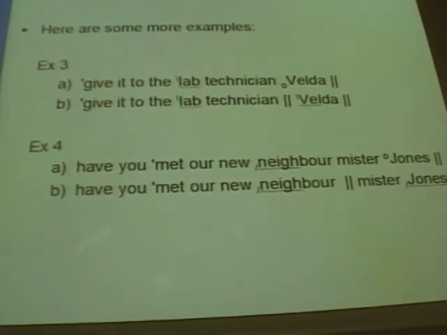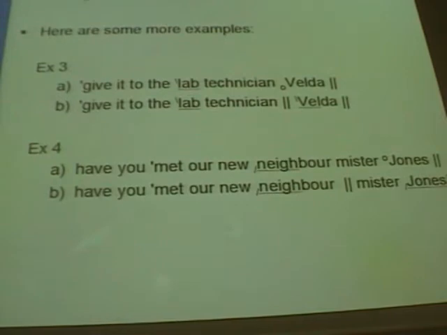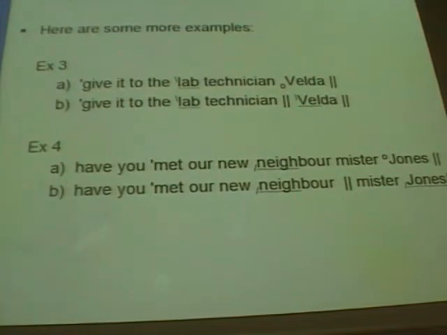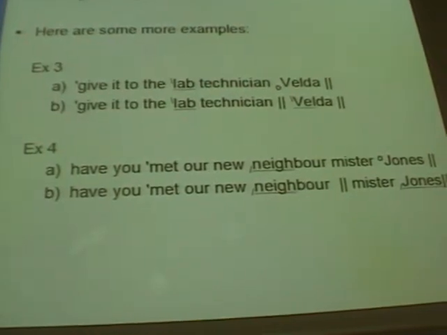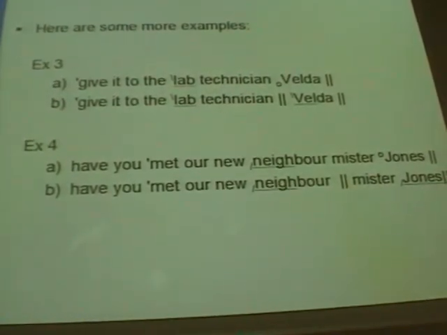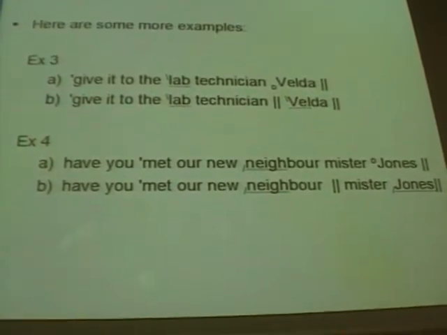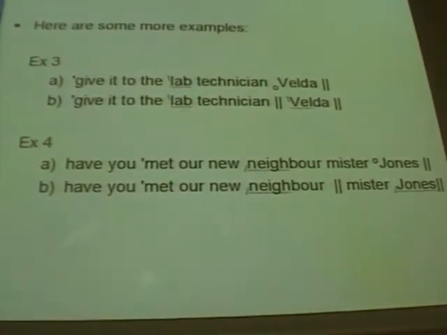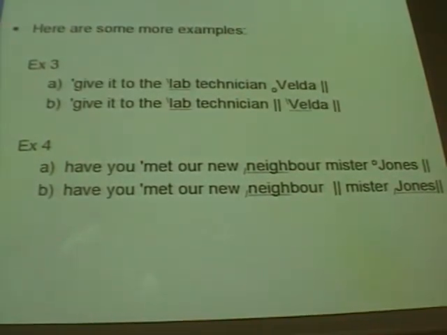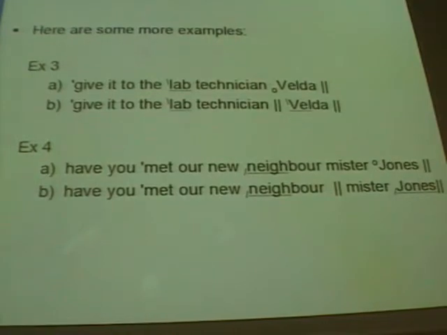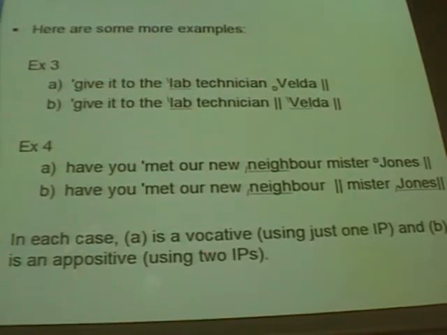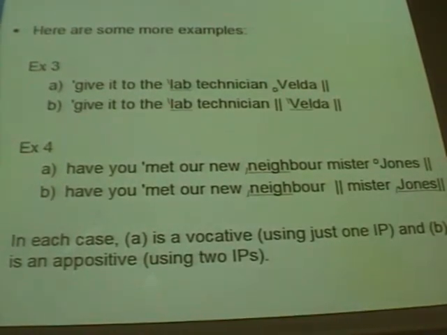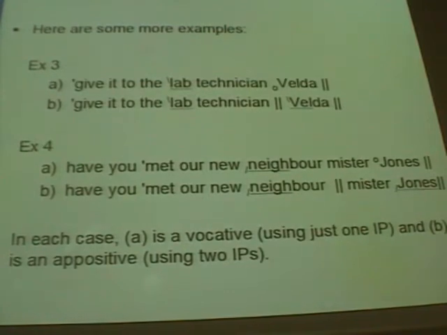Have you met our new neighbour, Mr. Jones? I'm talking to Mr. Jones. Have you met our new neighbour, Mr. Jones? Mr. Jones is the new neighbour. Maybe I'm talking to the milkman. We just don't know. But an appositive again, where Mr. Jones and the neighbour have exactly the same status. They are one and the same person. So that, as I said, is ground that we've covered. So that should be familiar, and you should be beginning to feel a little bit comfortable with it. Need to remember, vocatives have 1 IP, appositives often have 2.